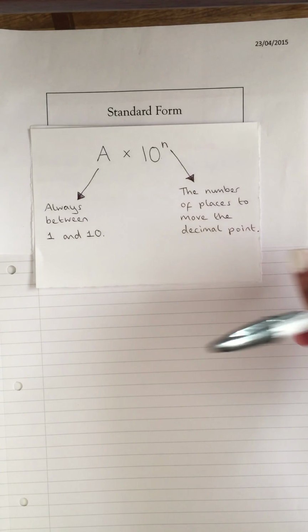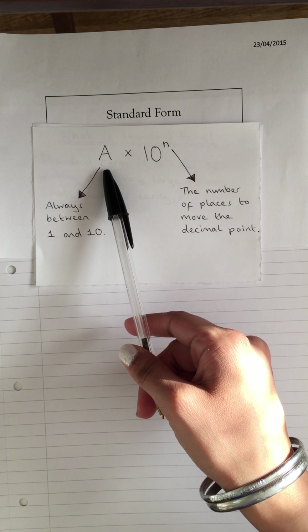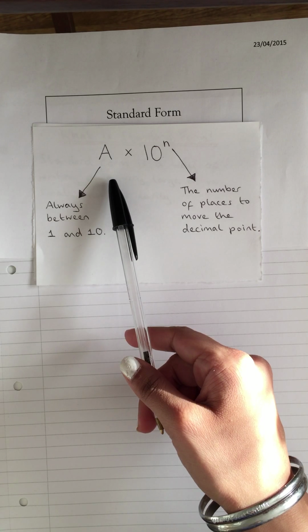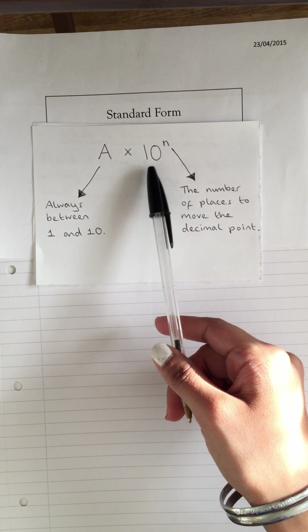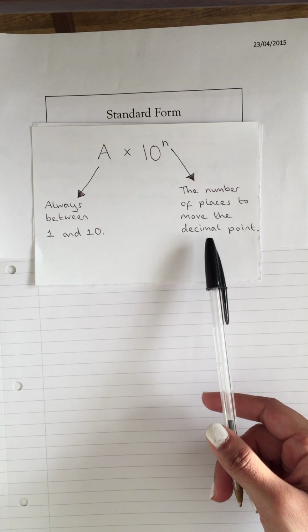Now, if we look at this expression here, which is in standard form, we have our first number here, which must always be between 1 and 10. And this first number is multiplied by 10 to the power of n, where n is the number of places to move the decimal point.